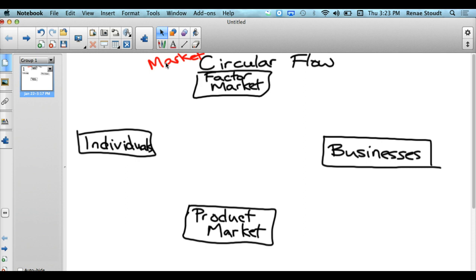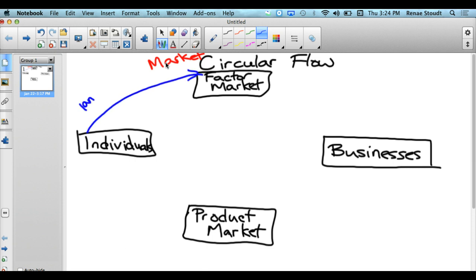You could choose to use different colors. I'm going to use different colors to represent the different things. So I'm going to have the individuals take to the factor market the land, the labor, the capital, and the entrepreneurial ideas.